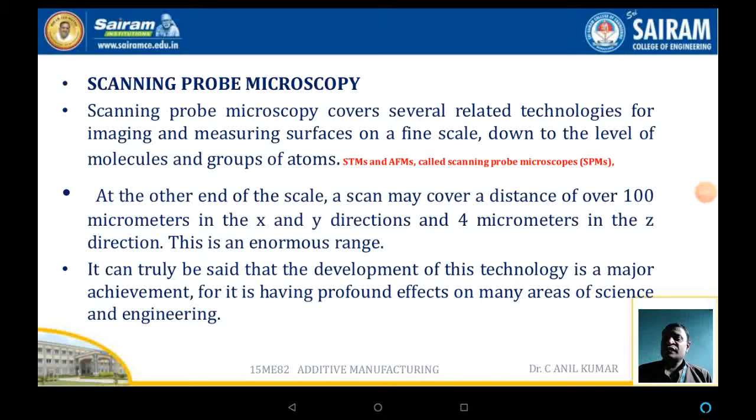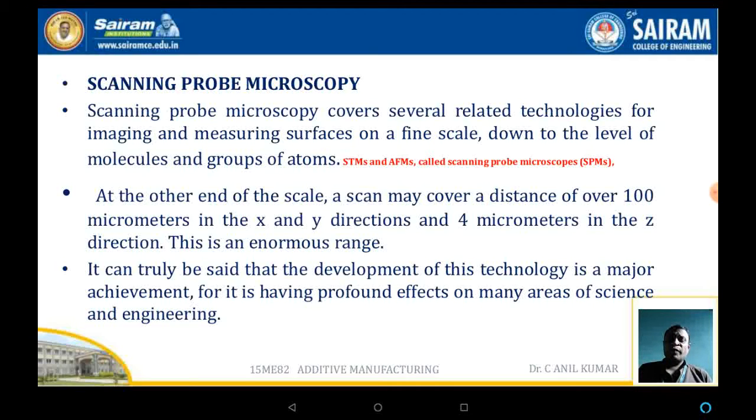Welcome back for the further sessions on optical microscopy. Here, we are discussing three topics: one is SPM, the second is EPMA, and the other is AFM. For the first one, we are discussing SPM. SPM is nothing but scanning probe microscopy.